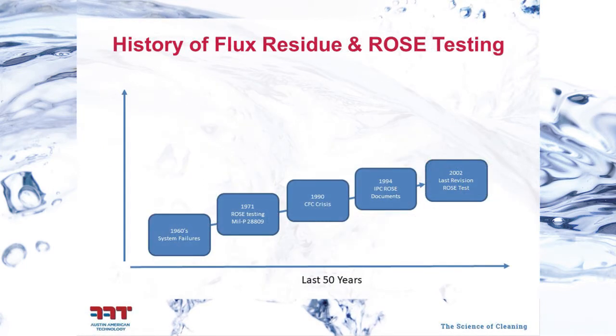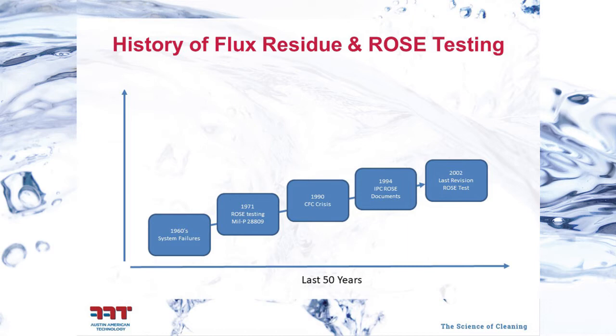This gives you a little bit about the history of flux residues and ROSE testing. In the 1960s they began to notice a lot of failures, so they looked into it over the next few years, trying to find out why these failures were happening. That's when they discovered that it was ionic contamination. In 1971, the United States military developed the actual ROSE testing method, MIL-P-28809.